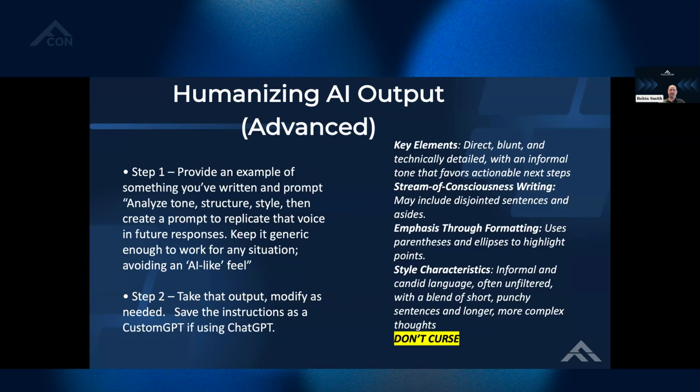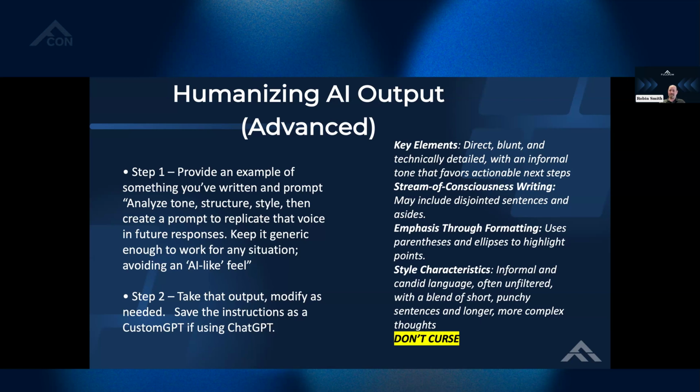Then, as Robin was touching on, a more advanced way to do this, specifically if you want to sound like yourself more than just not AI, is to take a chunk of text that you've written before that you like, and then ask it to analyze the tone, structure, and style, and create a prompt to replicate your voice in the future. So on the right is some of the stuff that came out of my text, and it was kind of amusing.